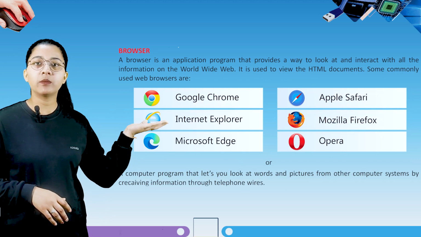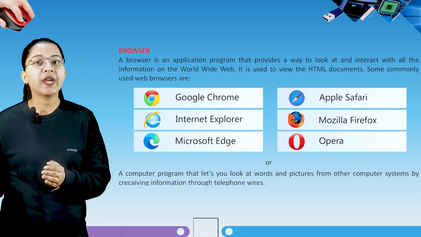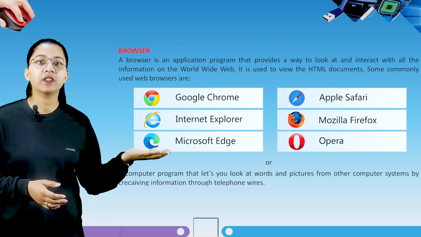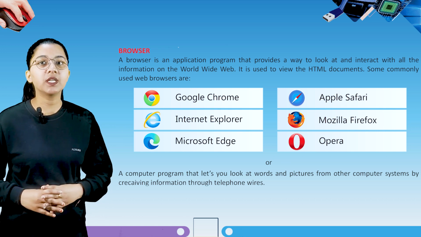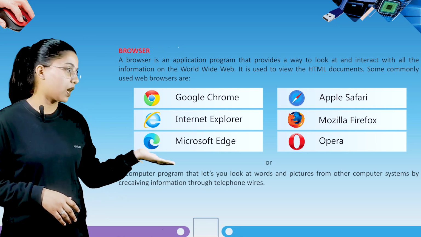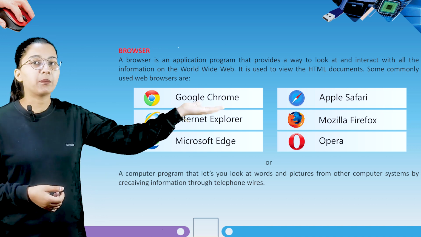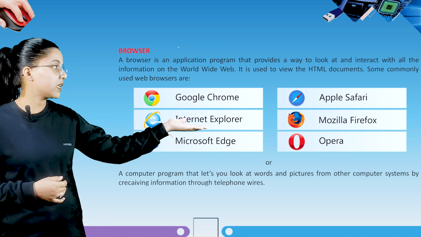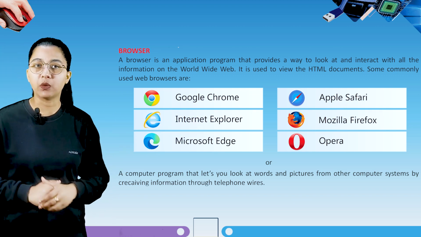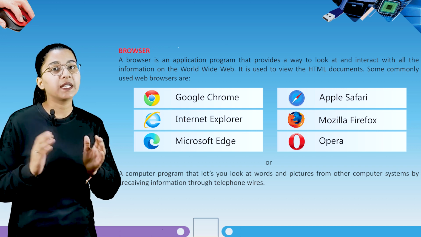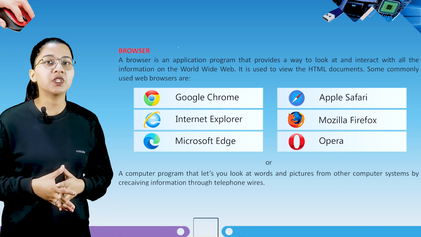Now students, let's jump to our next topic, that is browser. A browser is an application program that provides a way to look at and interact with all the information on the World Wide Web. It is used to view the HTML document. These are some commonly used web browsers, that is Google Chrome, Apple Safari, Internet Explorer, Mozilla Firefox, Microsoft Edge, and Opera. So these are some web browsers. It is a computer program that lets you look at words and pictures from other computer systems by retrieving information through telephone wires.